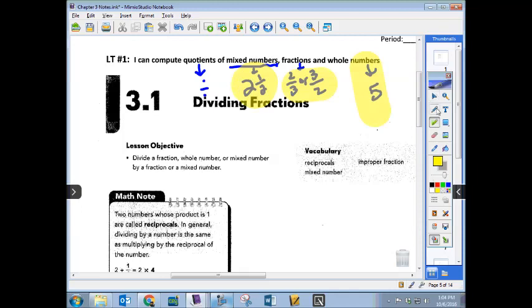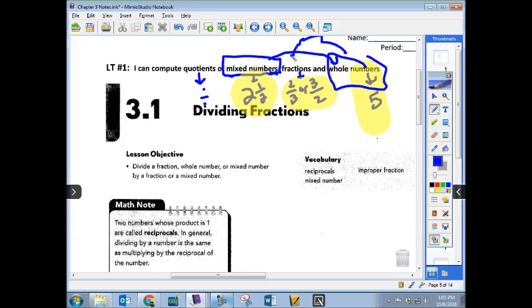Now, the really, really cool thing about this is it doesn't matter. The process isn't going to change. It doesn't matter whether you're dividing a mixed number by a whole number or a whole number by a fraction. That's irrelevant. That won't matter at all. It's going to be the same process all the way through. And that's what I want you to really get out of this, is that it's going to be the same process. So we put it into one target because of that. Okay? So first of all, there's again the objective there.